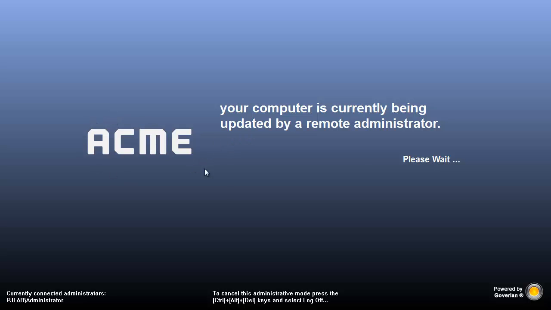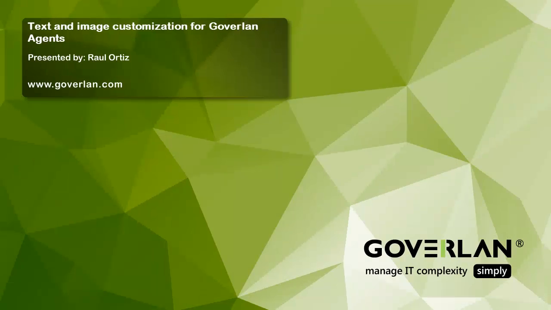Here's the admin mode screen with our new logo as well. So these are some of the text and image customization options that you can do with Goverlan that will allow you to localize the text and do some corporate branding.